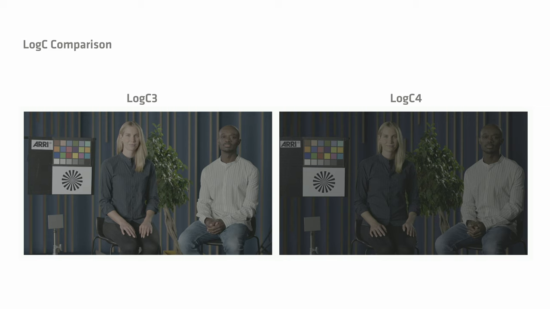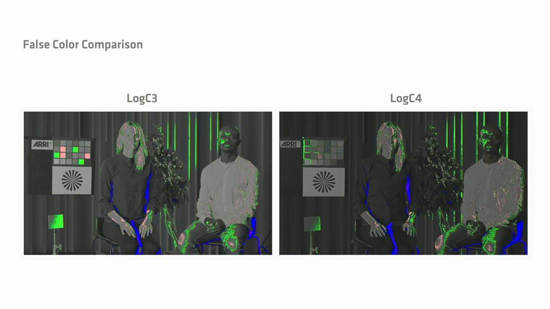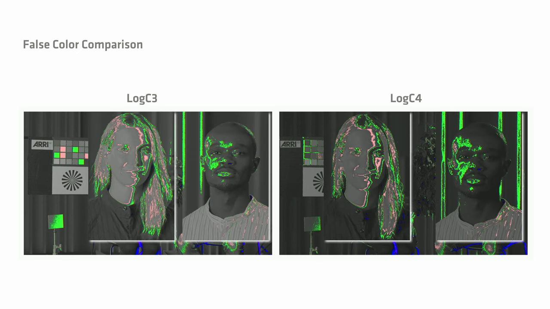The left image is in LogC3, and the right image is in LogC4. The LogC4 image appears darker, but when you look at the false color indication, you see that they are very similar. The two cameras had a slightly different angle into the scene. That's why the exposure in the cards is a bit different. But when I zoom in on the faces, you see here that the exposure is quite similar.